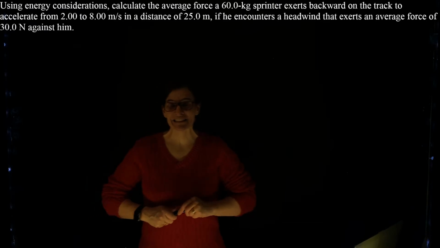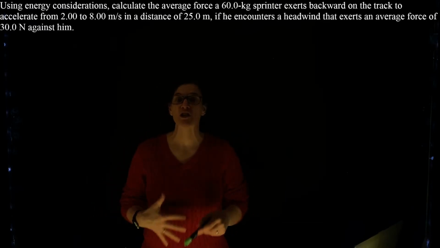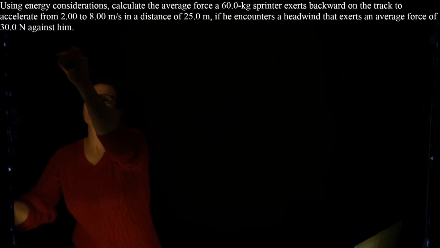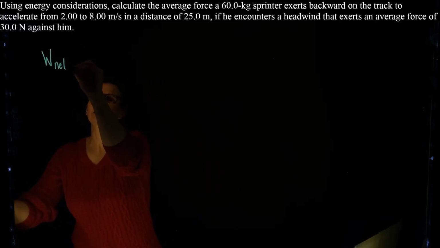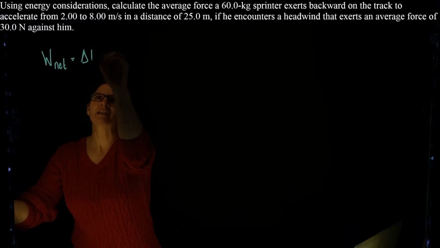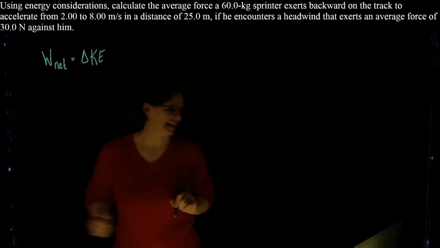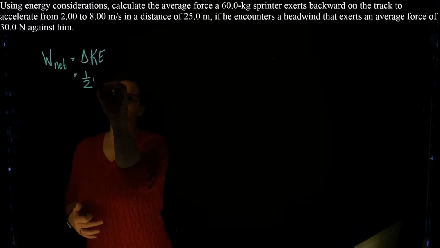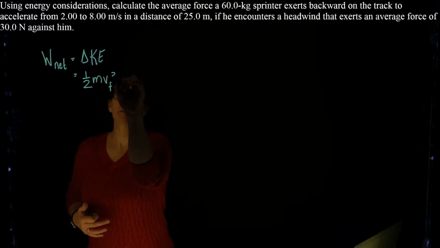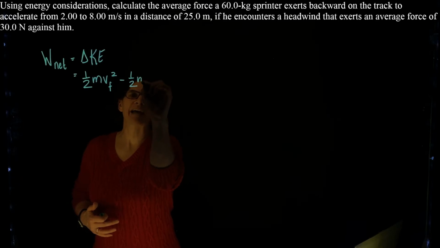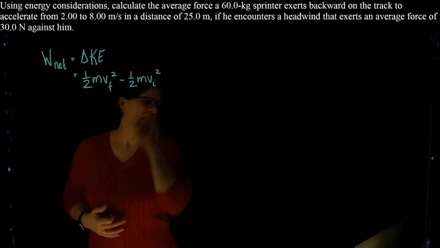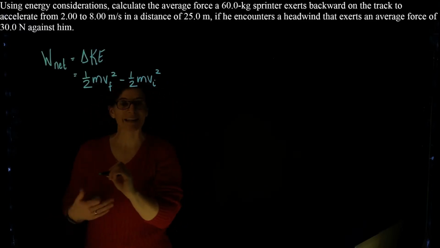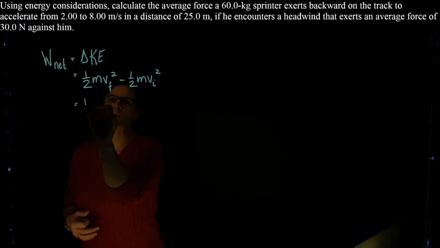So let's look at this problem using energy considerations, using the work-energy theorem. We're going to remind ourselves that the net work acting on the sprinter is our change in kinetic energy. And so that is 1/2 the mass of the sprinter times his final speed squared minus 1/2 the mass of the sprinter times his initial speed squared. And so we can determine the change in kinetic energy from 1/2.